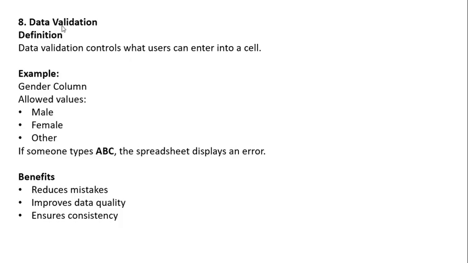Eight is data validation. Data validation controls what users can enter into a cell. For example, in a gender column, allow the values male, female, and others. If someone types ABC, the spreadsheet displays an error. The benefit is that it reduces mistakes, improves data quality, and ensures consistency.